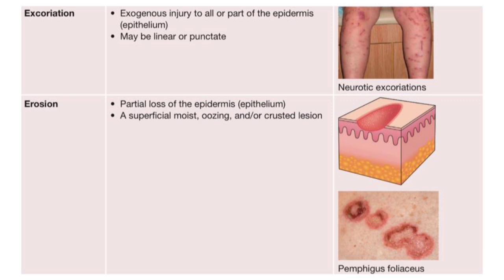Excoriation. Excoriation occurs due to exogenous injury to all or part of the epidermis. It may be linear or punctate. Erosion is a partial loss of epidermis. It occurs as a superficial, moist, oozing or crusted lesion.